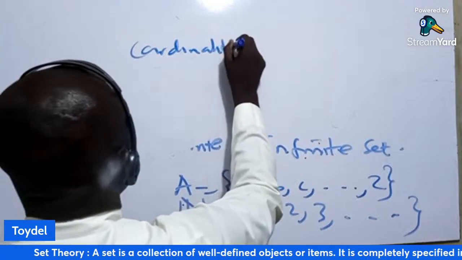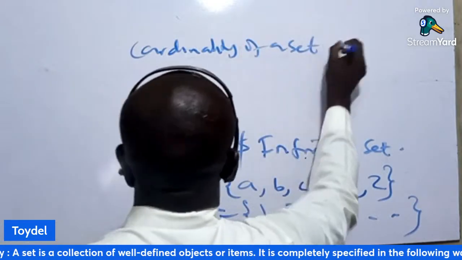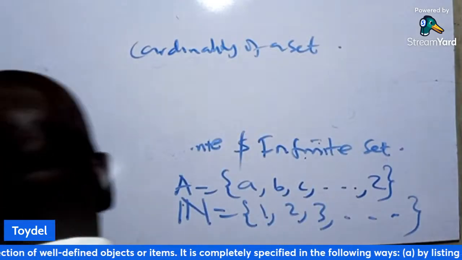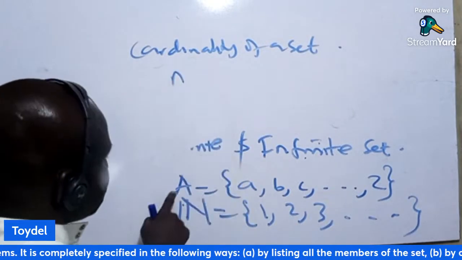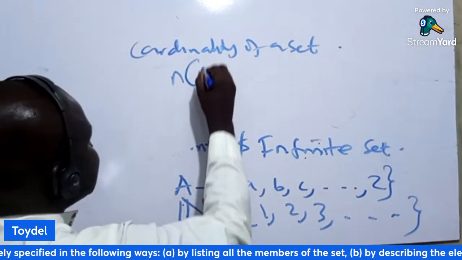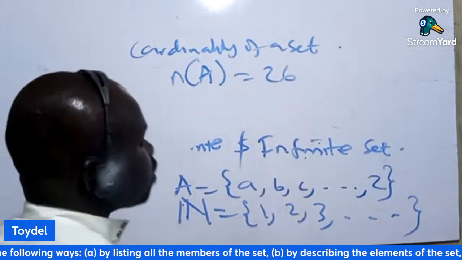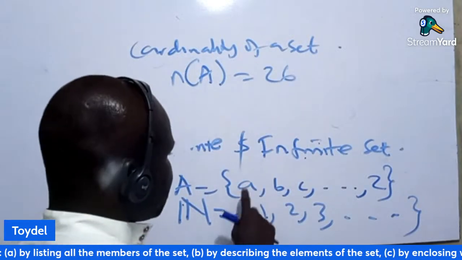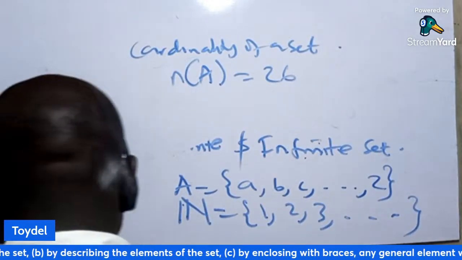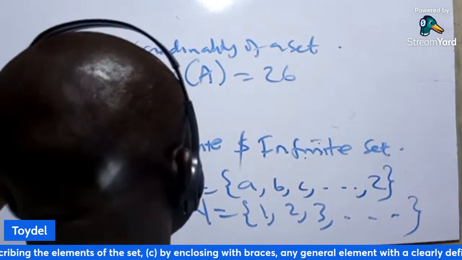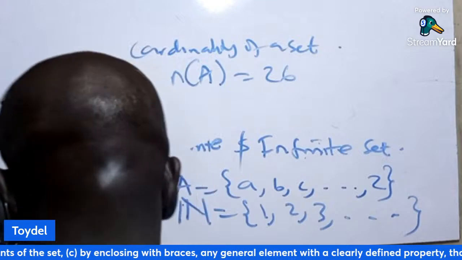Then we can talk about the cardinality of a set. This is just the number of elements that we have in a set. For instance, for this set A, the cardinality of A will be 26, because there are 26 letters in the English alphabet from A to Z. So that is it about cardinality. The cardinality of a set is just the number of elements that we have in that set.